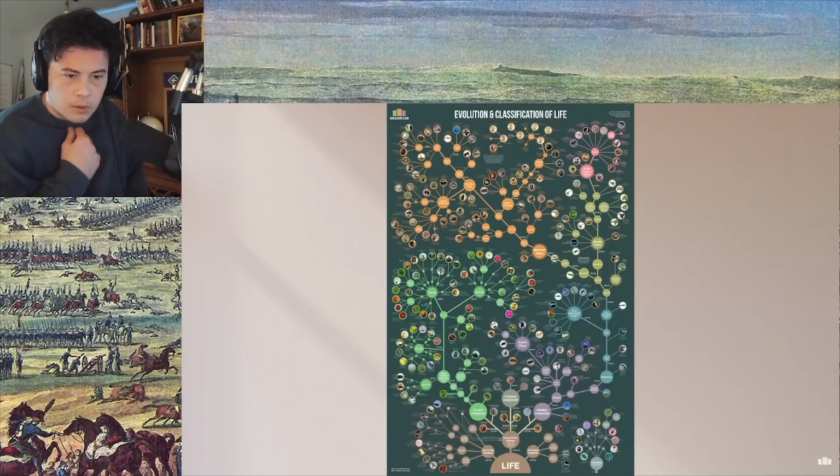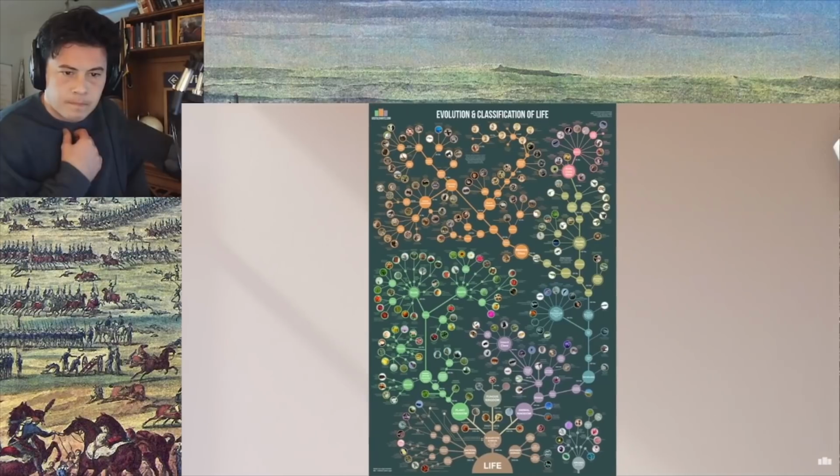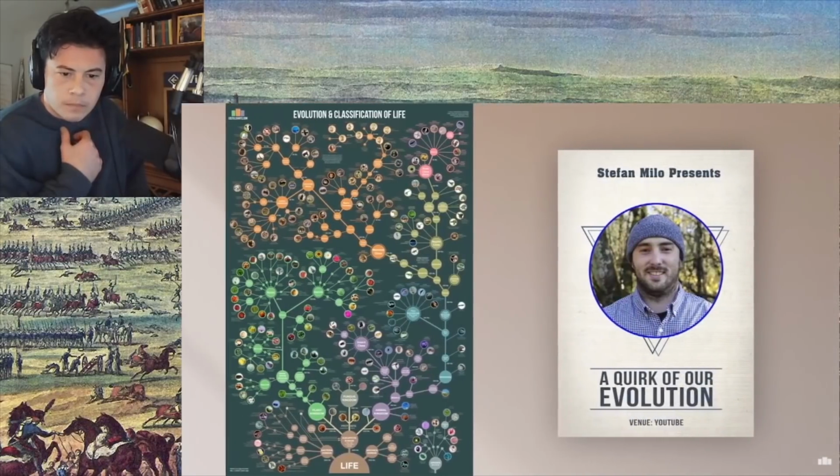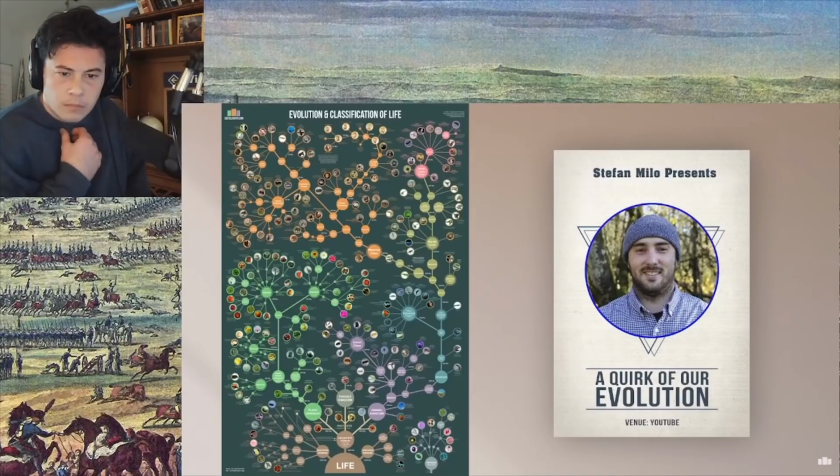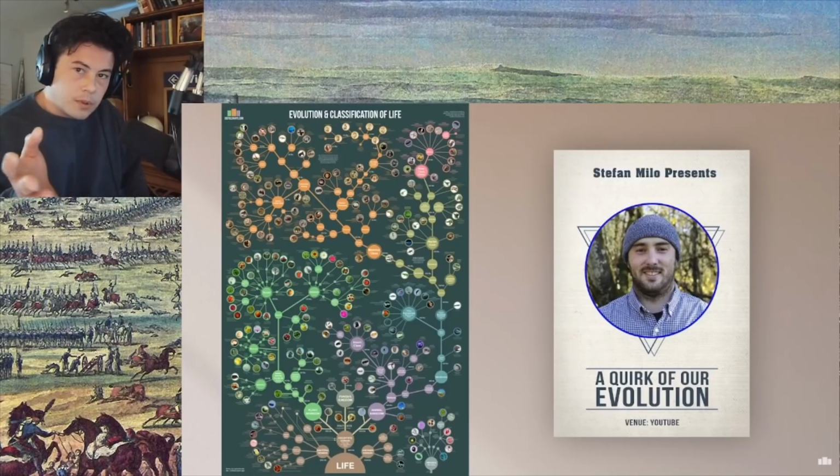You'll be hearing familiar terms such as kingdom, phylum, class, and order. This video is part of a two-channel collaboration with fellow YouTuber Stefan Milo. Whereas I will be describing the full journey of human evolution, Stefan will be talking about some of the quirks in that process, which demonstrate that our bodies were not designed from scratch, but rather bear traces of a long history of adaptation. So make sure you check his video after this one.